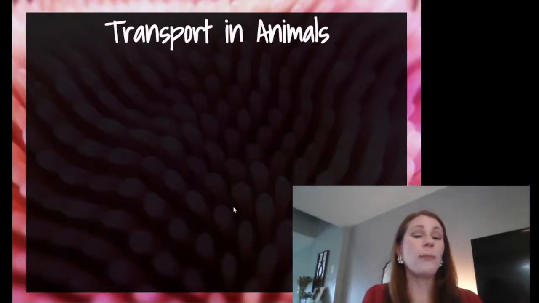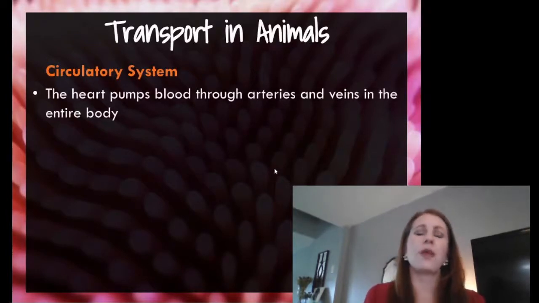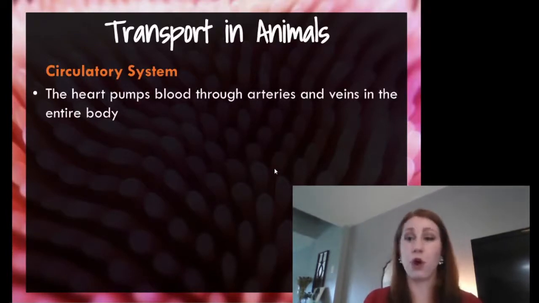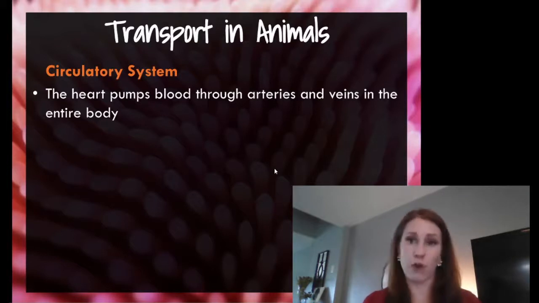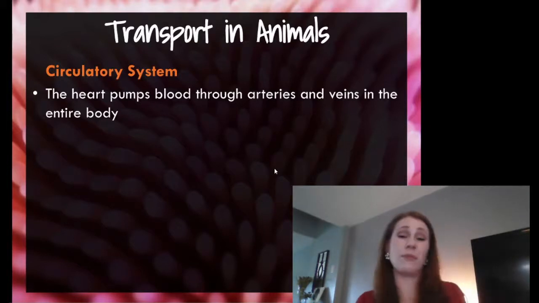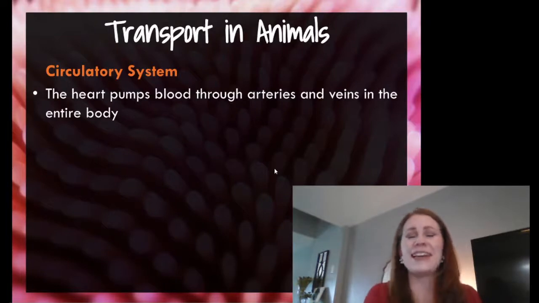Now, there are a couple of other systems that are involved, and I've already talked about the circulatory system. The heart is pumping the blood through the arteries and veins in your whole body, and blood is what's going to carry nutrients and water and oxygen everywhere. So the circulatory system is involved with every other system because if your organs are not supplied with oxygen and nutrients and water, you're dead. So it's crucial to your survival.